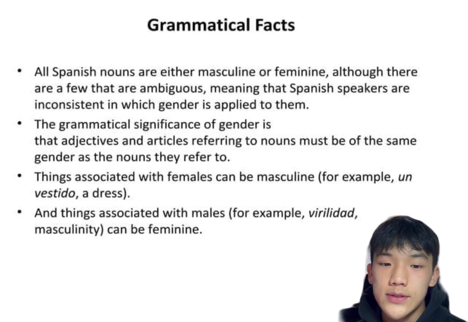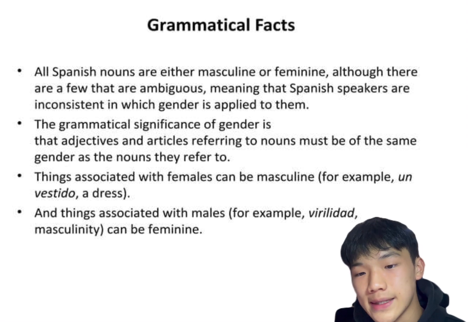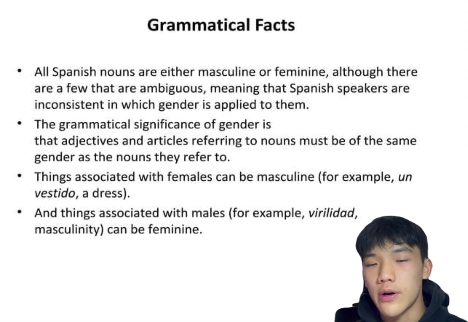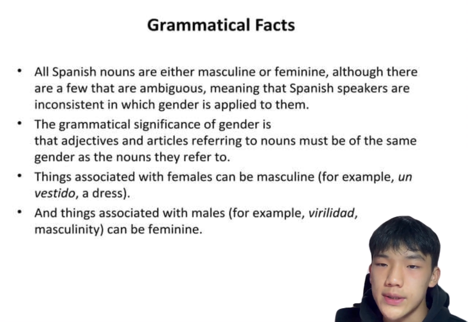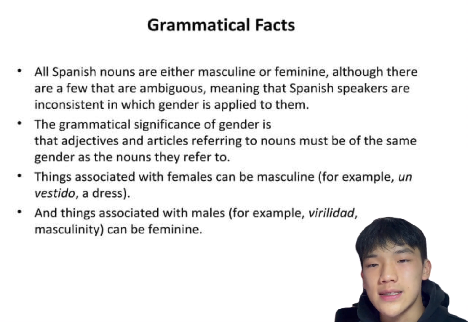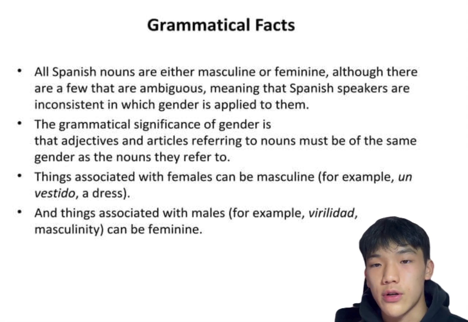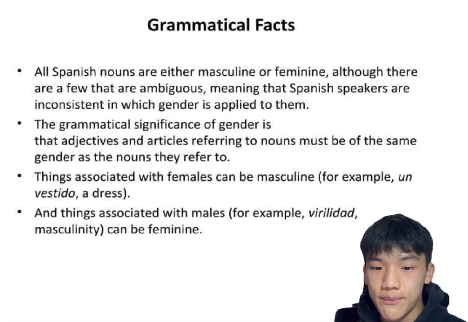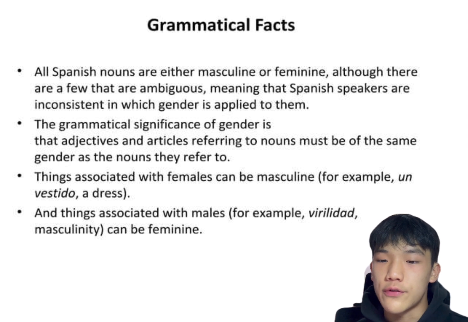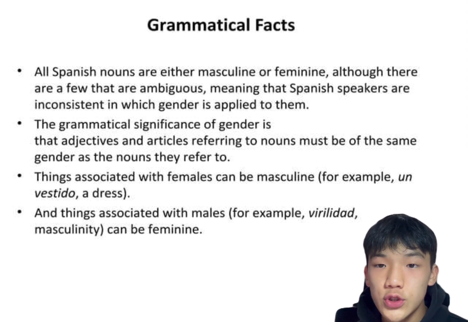Then let's move on to some grammatical facts. So all Spanish nouns are either masculine or feminine. There is no neuter gender in the middle, although there are a few that are relatively ambiguous that can work for either. We are still going to have either male or female nouns. The significance of gender is that the adjectives and articles referring to nouns must be of the same gender as the nouns that they refer to.